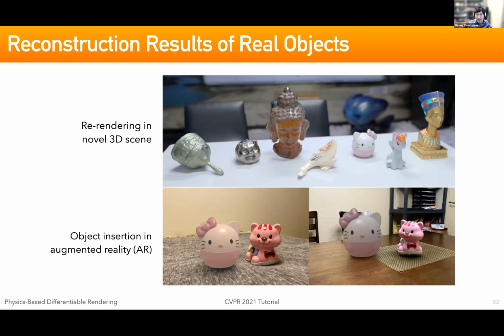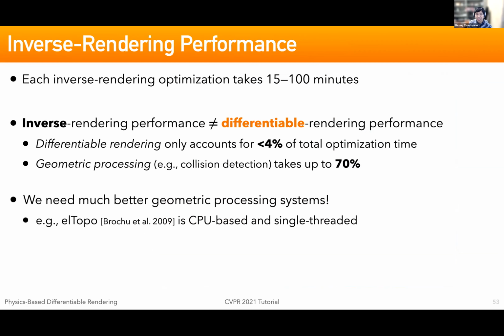Because we use this standard format, the reconstruction results can be easily used in different applications. So finally, let me comment a little bit about performance. Again, this is something Yannis mentioned previously. It's actually a common misconception. For the examples I showed just now, each inverse rendering optimization takes somewhere between 15 to 100 minutes, depending on the complexity of the target model, how many views we used, etc.